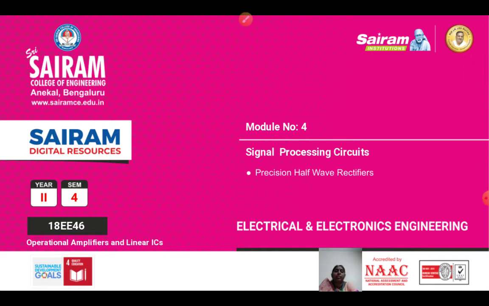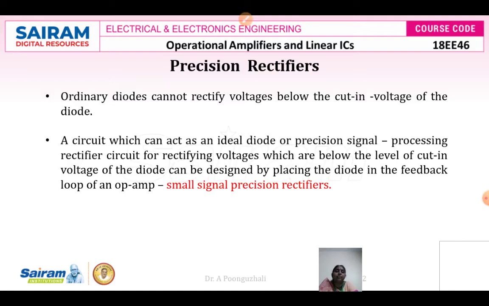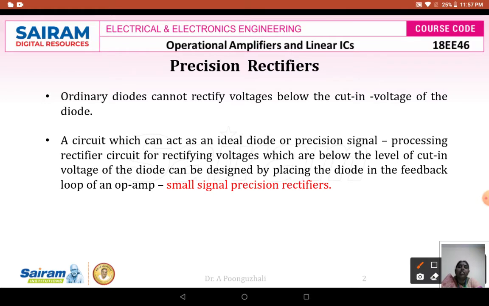Under signal processing circuits, we'll see your precision half-wave rectifier. So here we are going to see what is meant by a precision rectifier. In ordinary diodes, we cannot rectify voltages below the cut-in voltage. Suppose, for example, I have a half-wave rectifier like this, and this is my input signal.